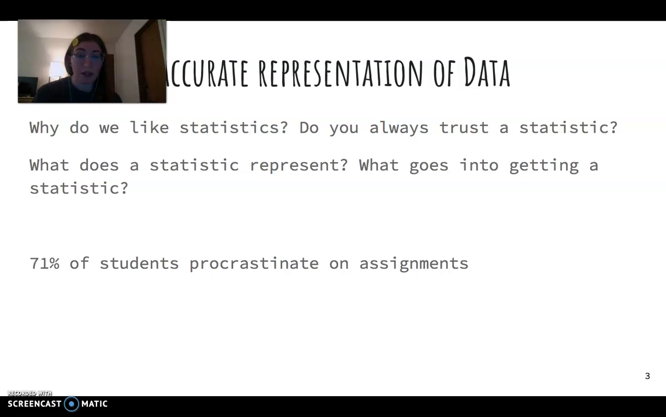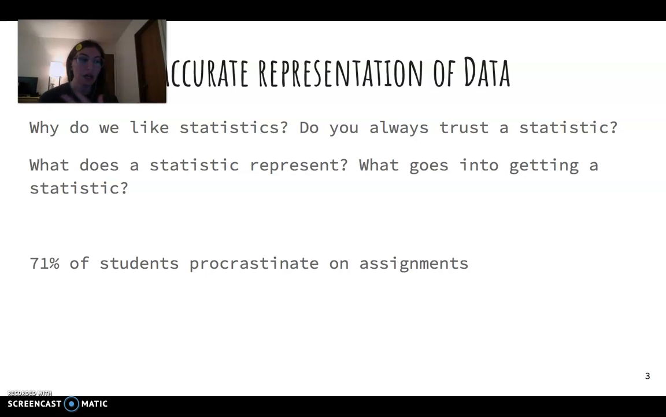We'll start with why we like statistics and why we trust them. As a reader, cognitively speaking, numbers are very easy to compute in our heads. We see 80%, and we're like, that's a B, it's passing, I like it. So in a way, statistics are very easy, and because they're so easy, we more readily trust them. However, we should resist this instinct to immediately trust a statistic. Instead, we should be asking, what does that statistic actually represent, and what went into making that statistic?